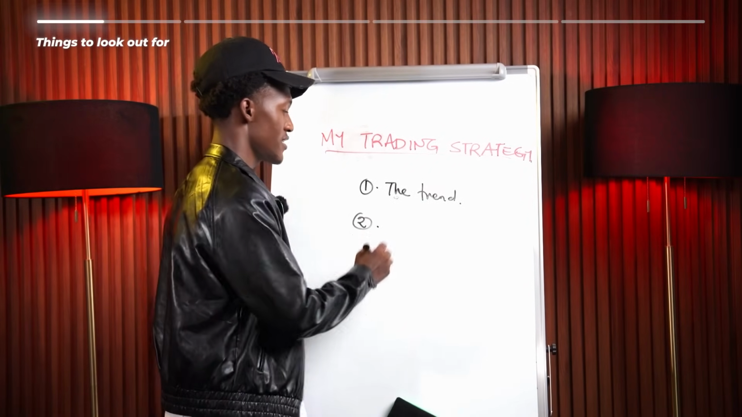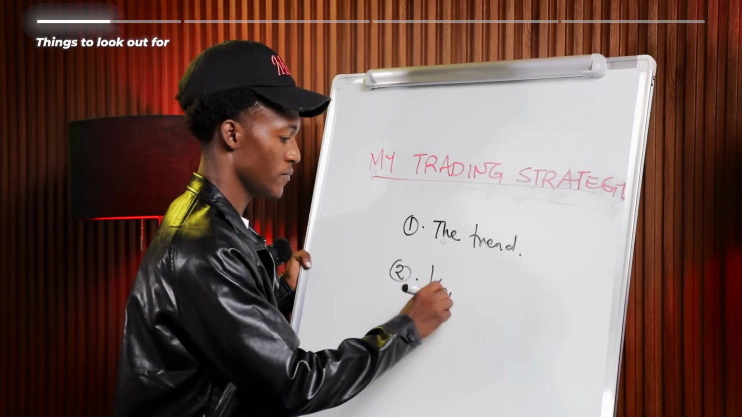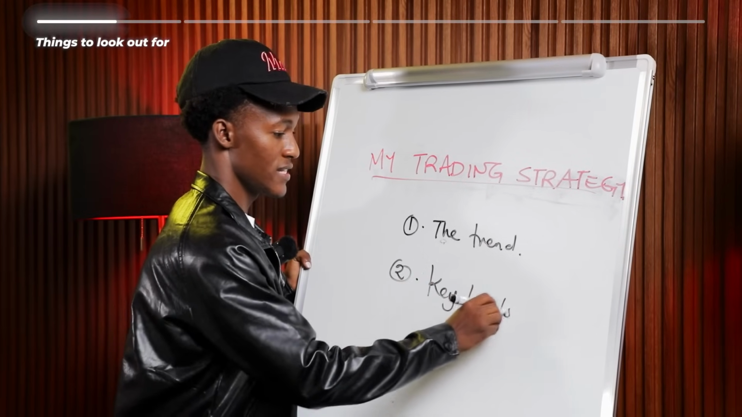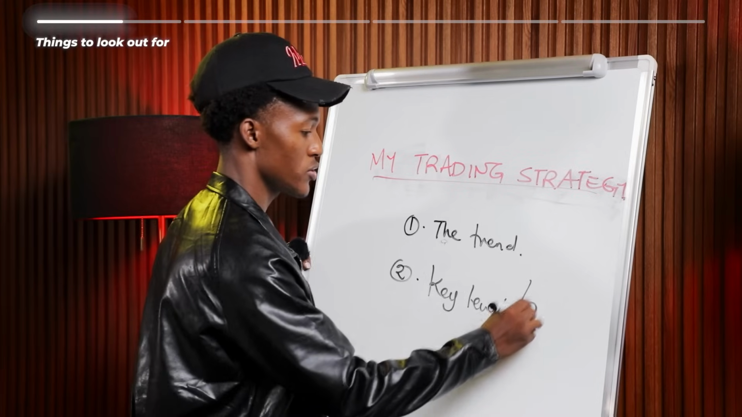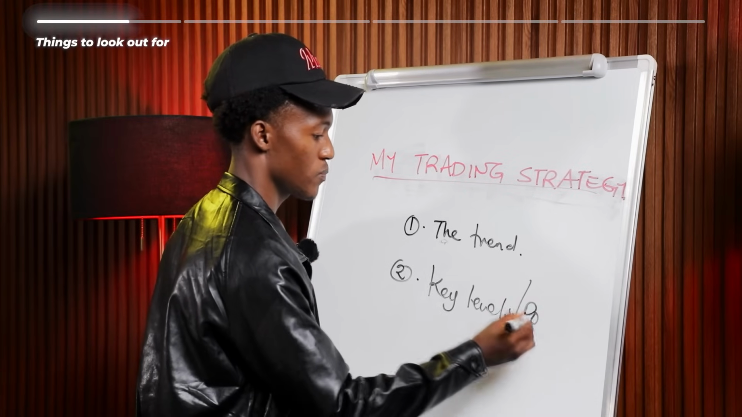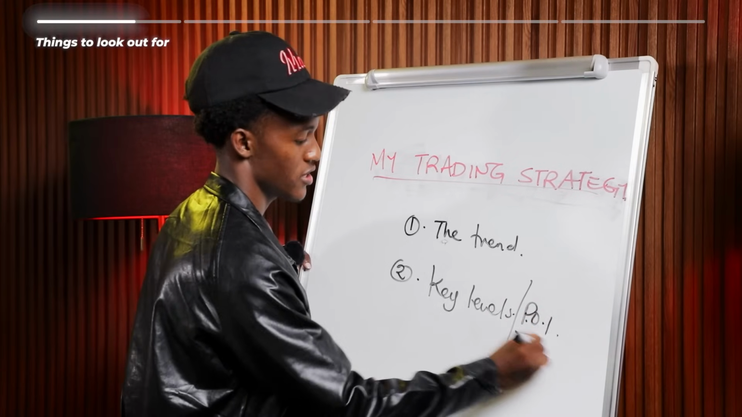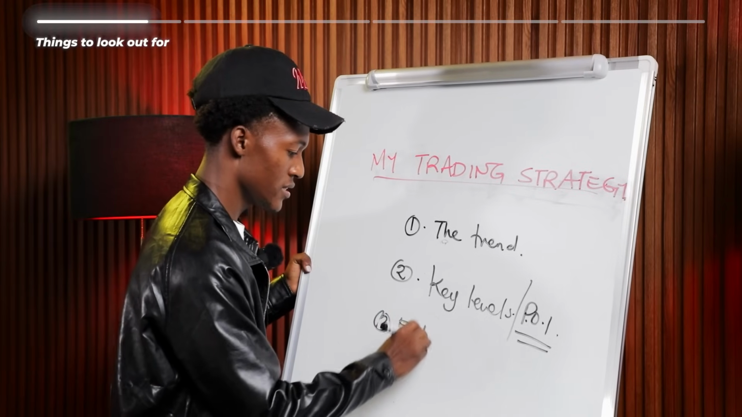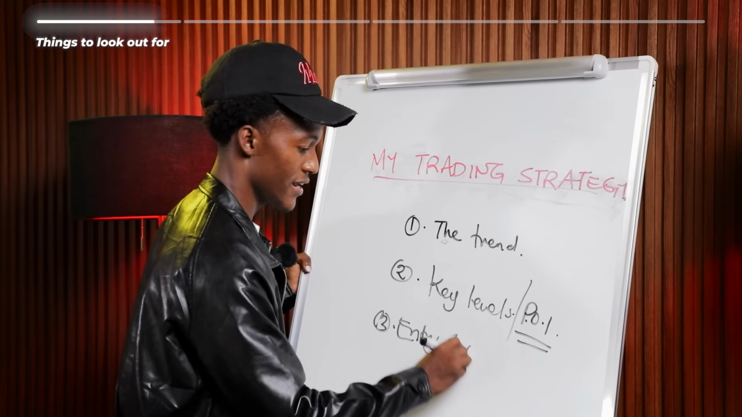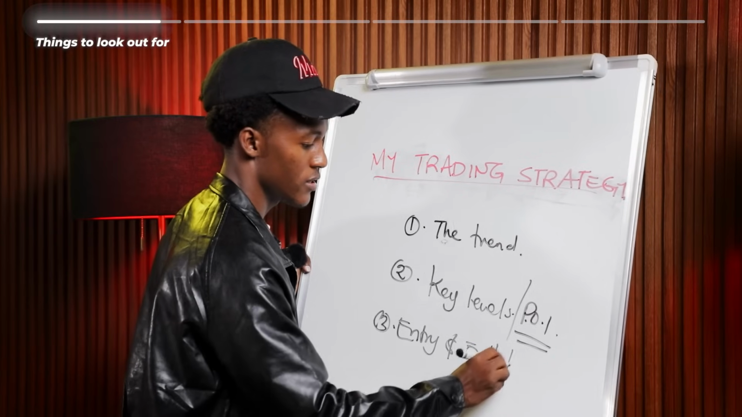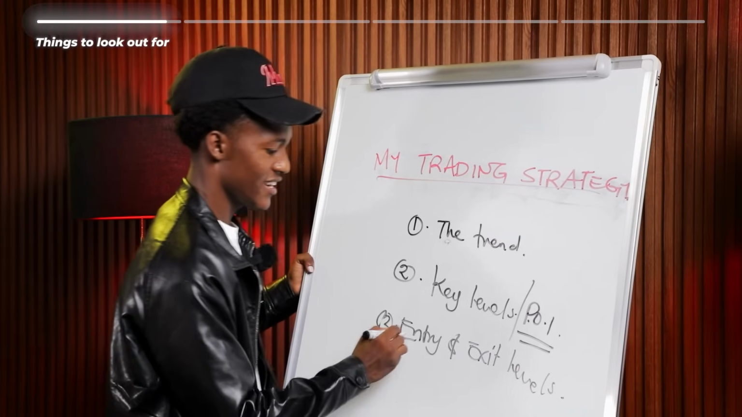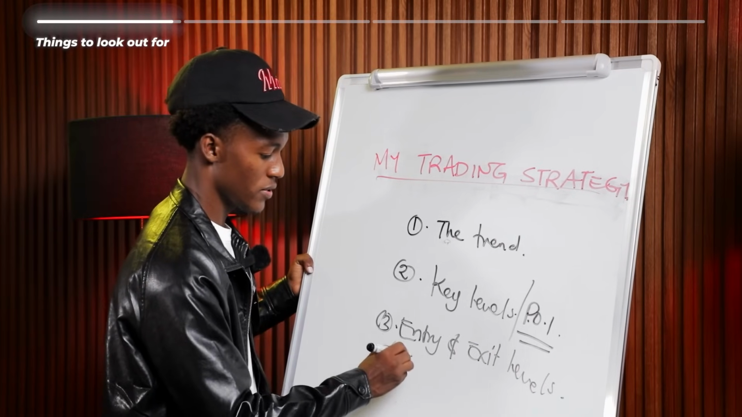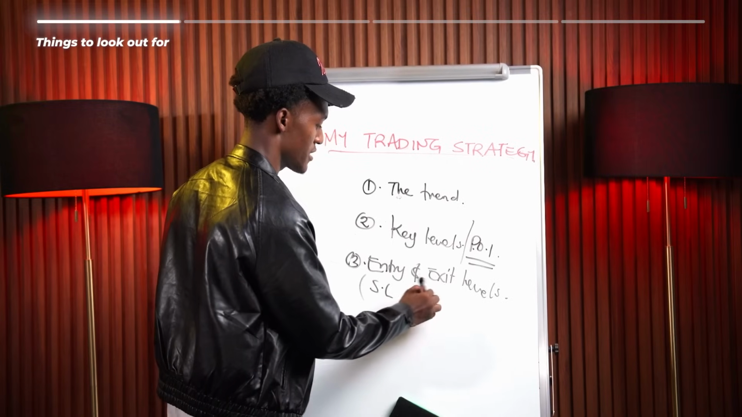The next up, what I need is key levels, okay? Some other people can also call these points of interest. And then lastly, I have my entry levels, entry and exit levels. In here, again, this is basically with my stop loss and my take profit, okay?